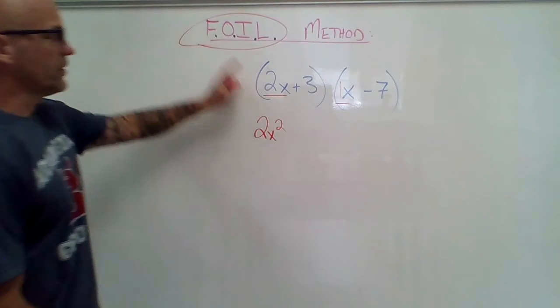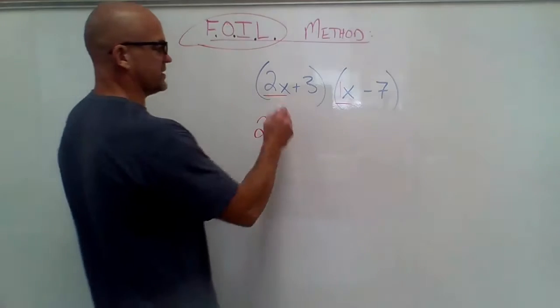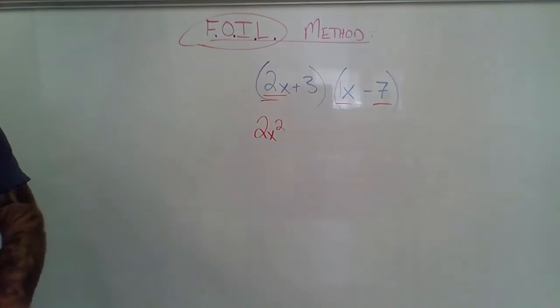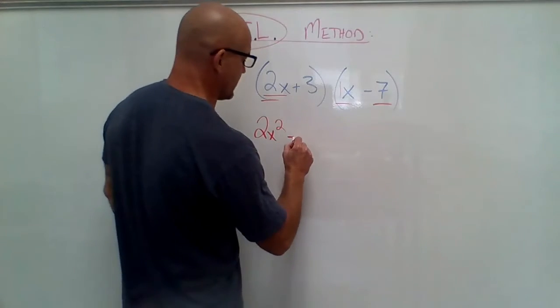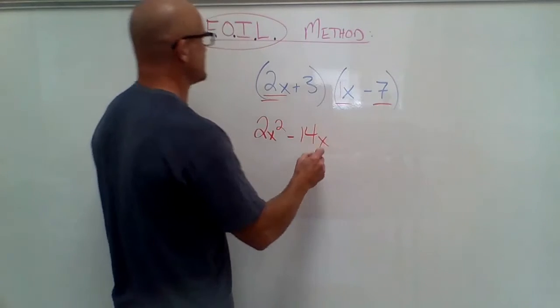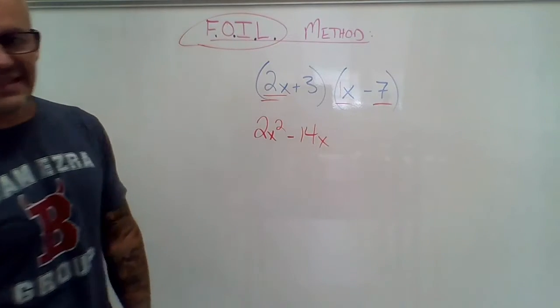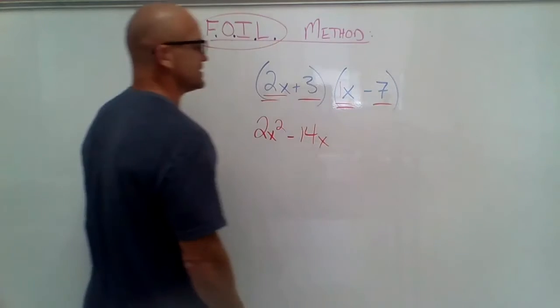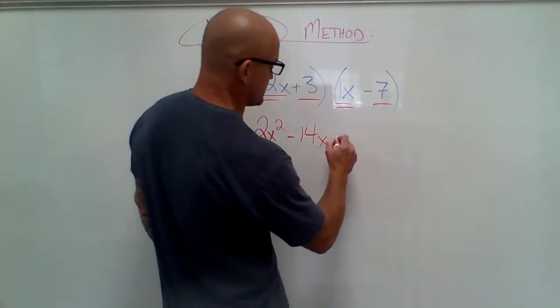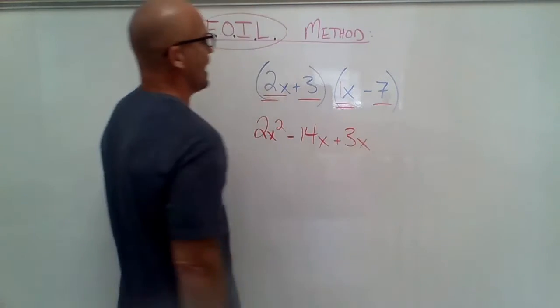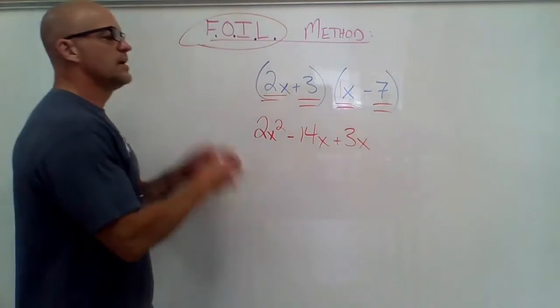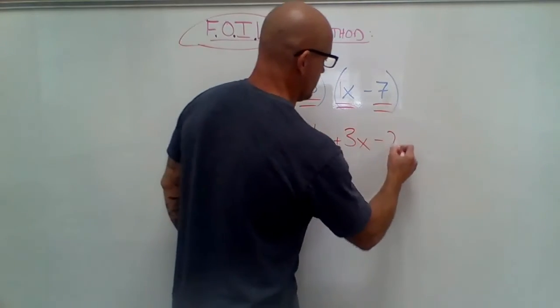Then we go to the next thing, outside. Outside terms are the 2x and the negative 7: 2x times the negative 7 is negative 14x. Then we go to inside. Inside most, positive 3, positive 1x. And positive 3 times positive 1x is positive 3x. And then last terms, positive 3, negative 7. 3 times negative 7 is negative 21.